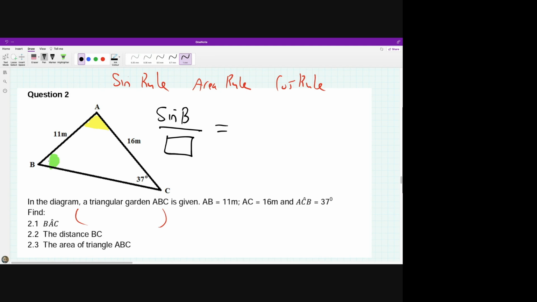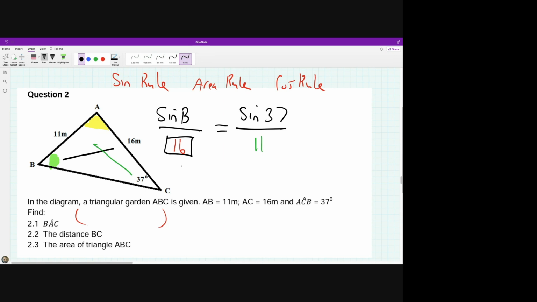It's going to be the side that is opposite the angle that we're choosing. So it would be the value 16. And that is going to be equal to the sine of another angle divided by another side. So what is the only other angle we have? It's 37. So below that, divided by the side opposite that, we get 11.